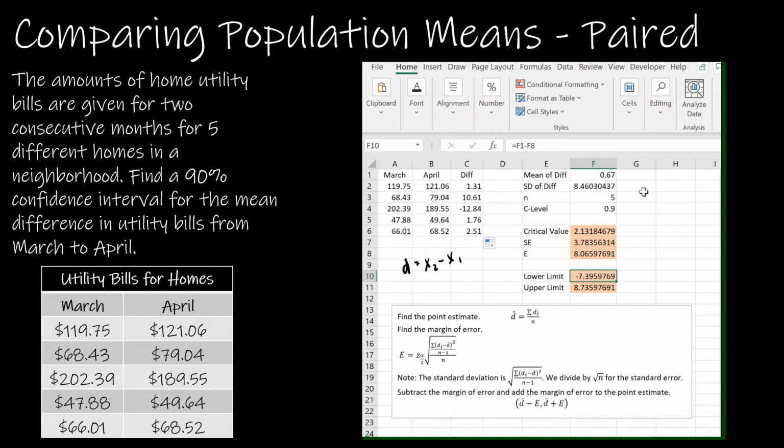So what did we find out? That we are 90% confident that the mean difference in utility bills from March to April is between $7.40 less and $8.74 more. And again, 0 is included in the interval, so we can't say that there is a difference between utility bills from March to April.